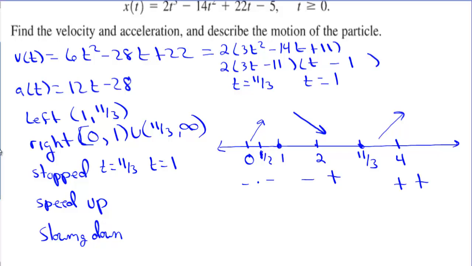Now let's look at when the speed speeds up and when it slows down. We do that by setting the acceleration equal to 0. 12t minus 28 is equal to 0. 12t equals 28. If I divide by 2, I get t equals 14 over 6, which is 7 thirds, or 2 and 1/3. So 2 and 1/3 is about right there.